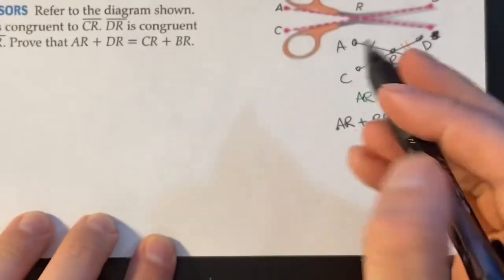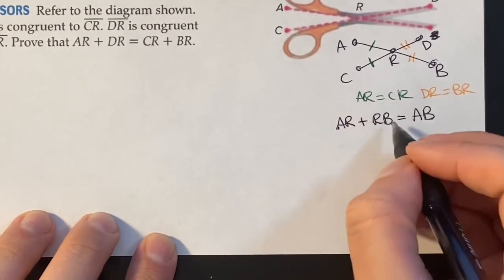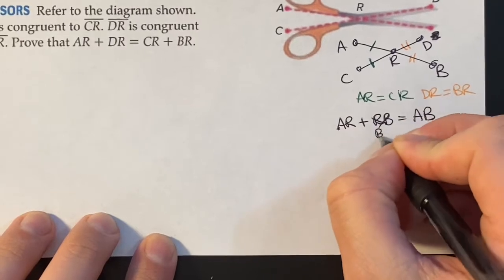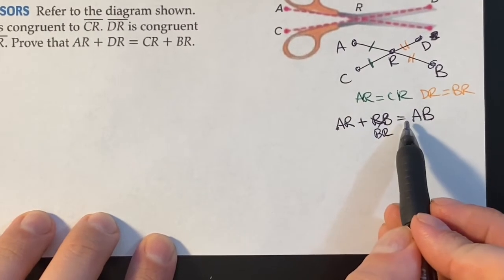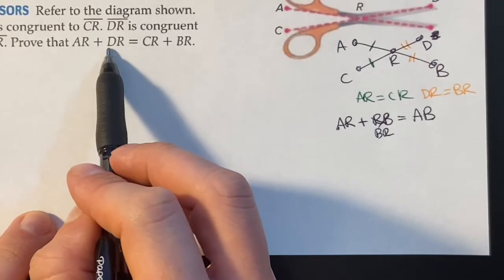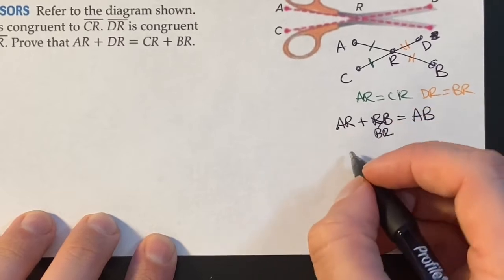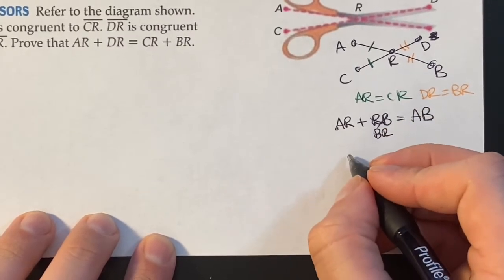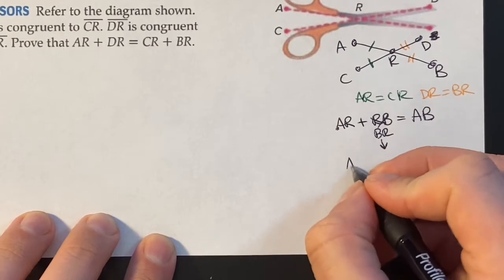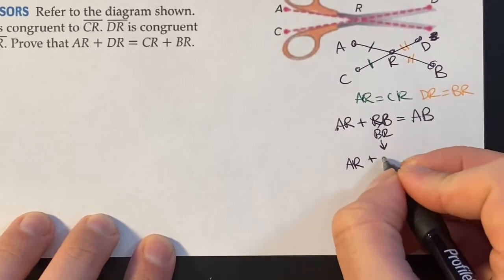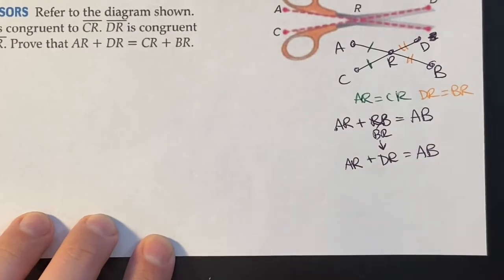So I really should have called this, oh wait, RB, I want to call it BR. My fault. It's the same thing. So I have AR plus BR equals AB, but I don't want BR. I want DR. Well, what I do know is BR and DR are the same thing. So by substitution, I could just replace that with AR plus DR equals AB.